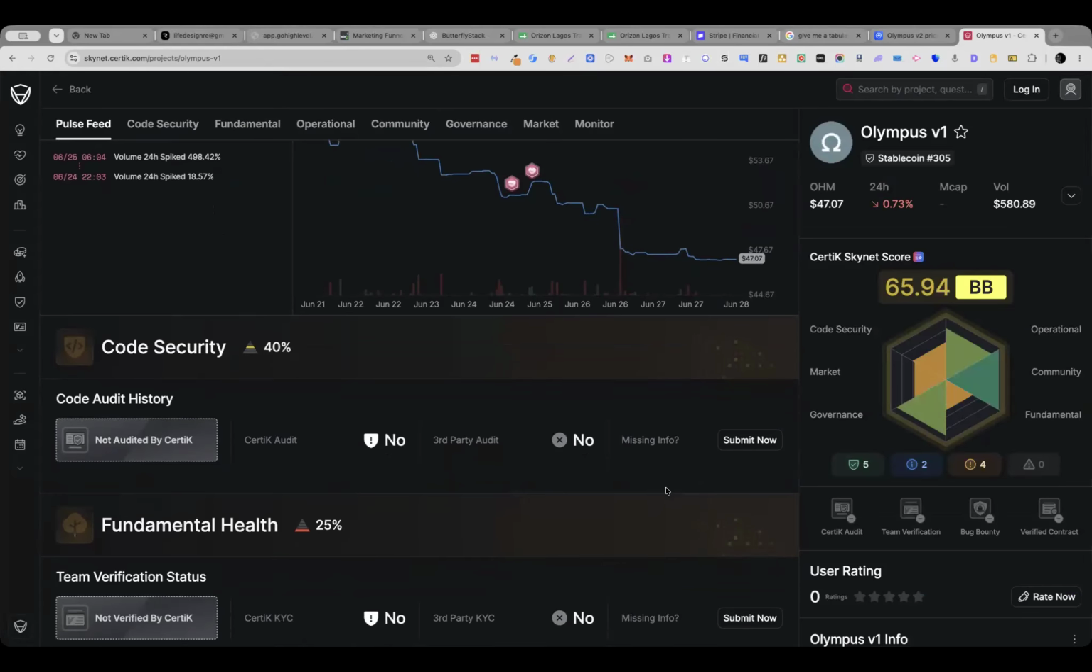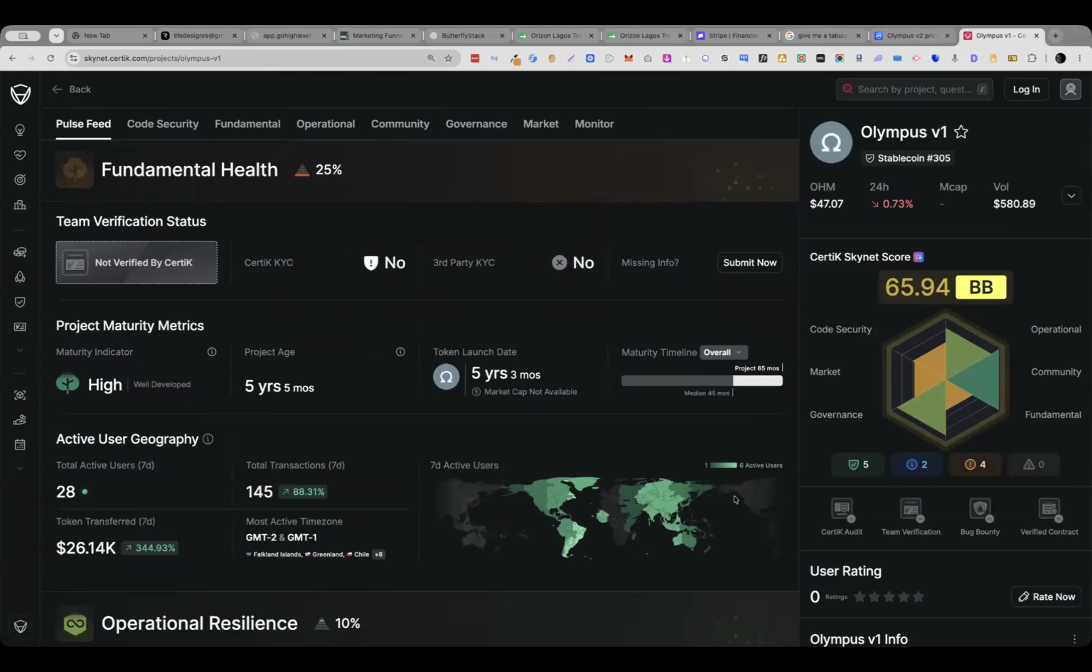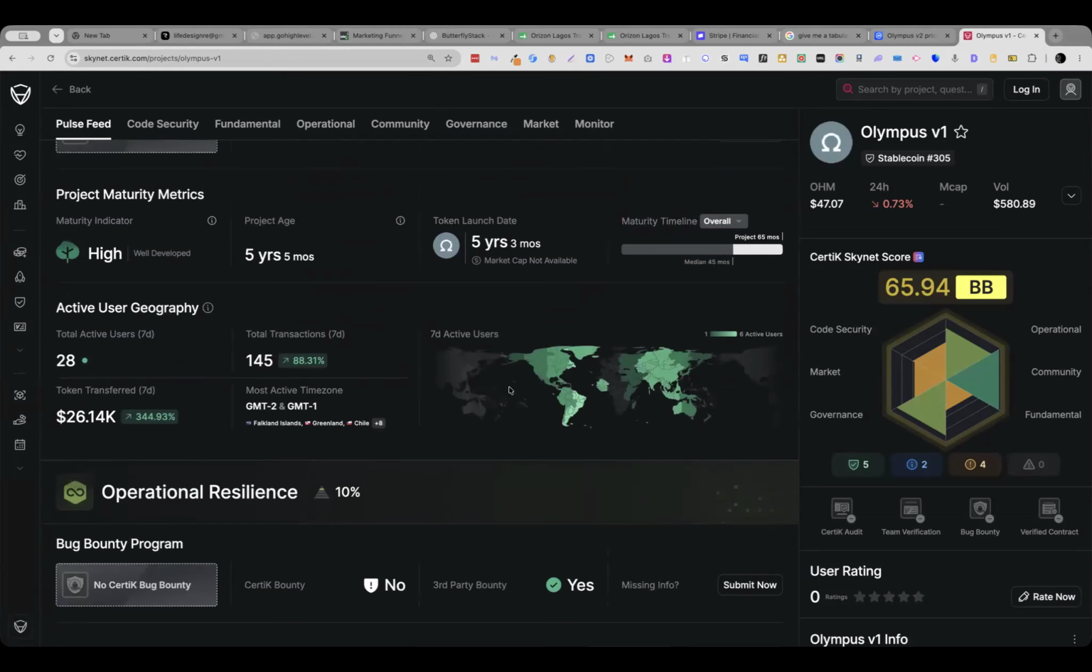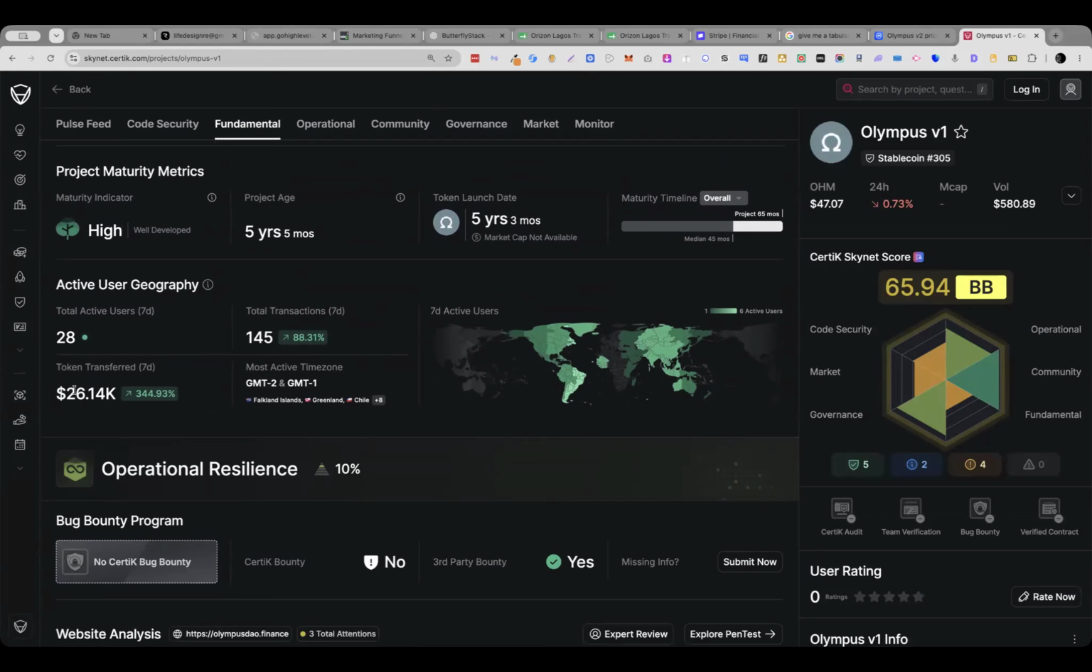Now, the thing I want you to notice here, scroll down. First of all, look at this. This project is 5 years and 3 months old, as you can see. This project in the last 7 days has $26,000 worth of transactions. The highest transactions have come from Falkland Islands, Greenland, and Chile. There have been 145 transactions on this project in the last 7 days, with a volume of $26,000.